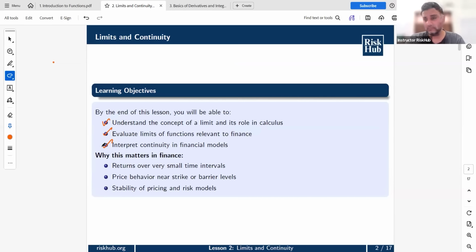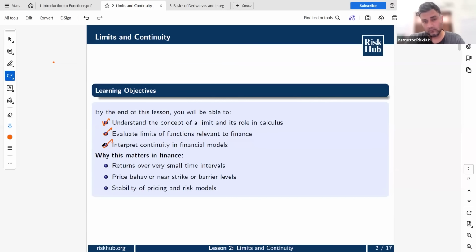And why does this matter in finance? Again, you have to understand each point here. In financial markets, we often look at very, very small time changes. For example, we look at return over 1 second. We look at return over 1 millisecond. We can even look at return over 1 microsecond. So limits allow us to study returns as time approaches zero. This leads to your continuous compounding and your stochastic processes.